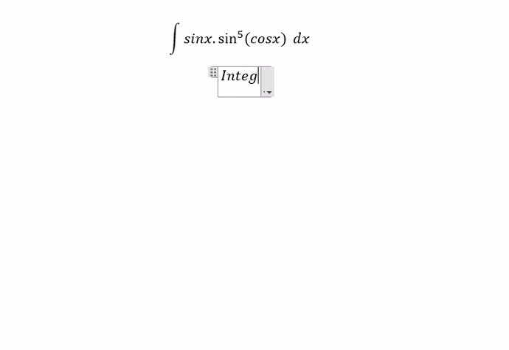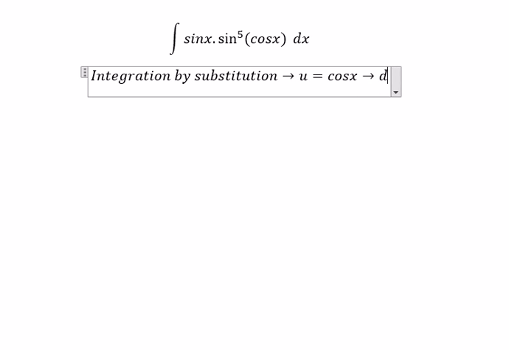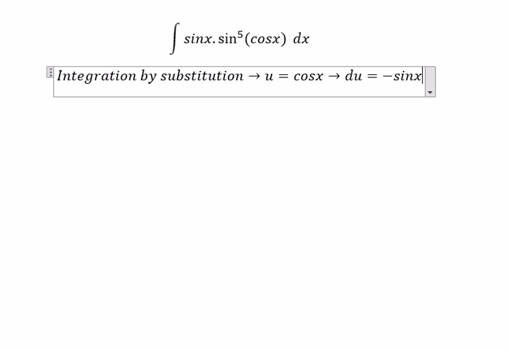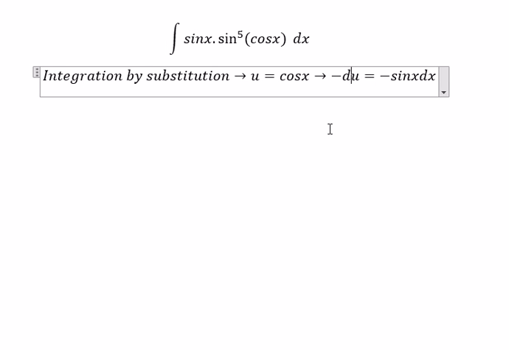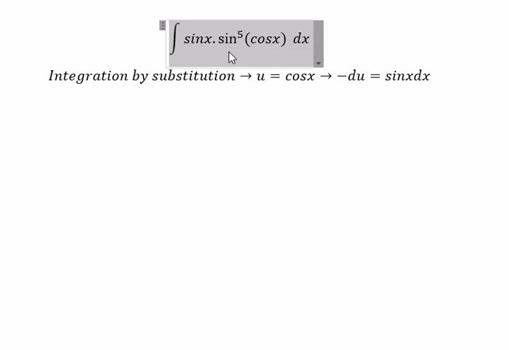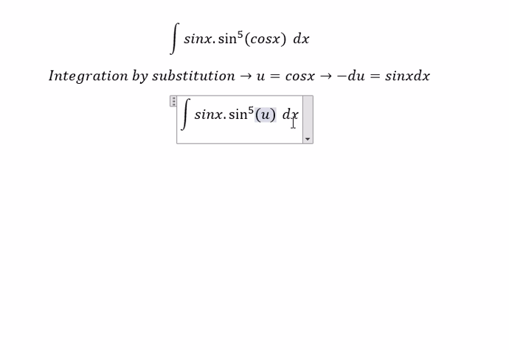We need to use integration by substitution. We put u equal to cosine x, du equal to negative sine x dx. As you can see, we don't have the negative in here, so we put the negative next to du. Cosine x we change for u, sine x dx we change for negative du.